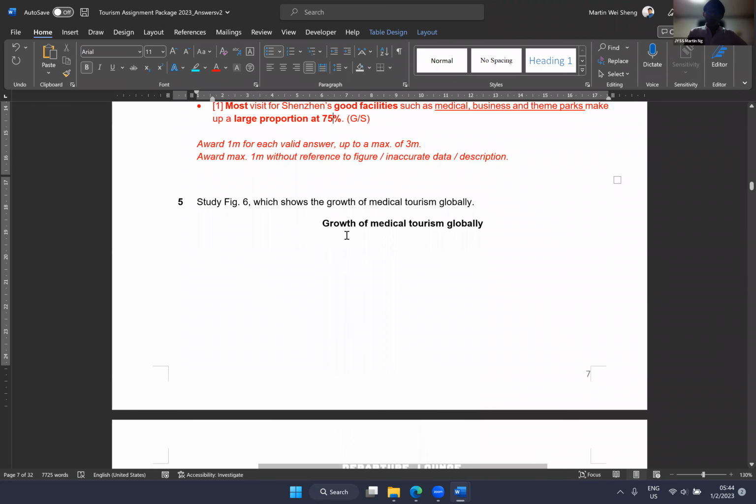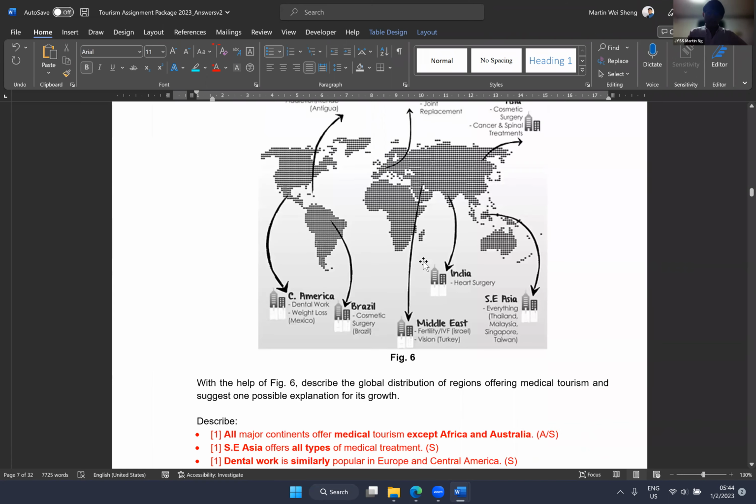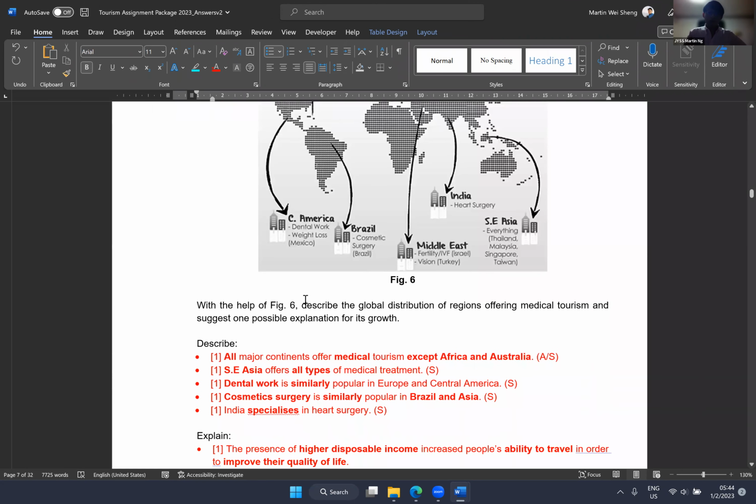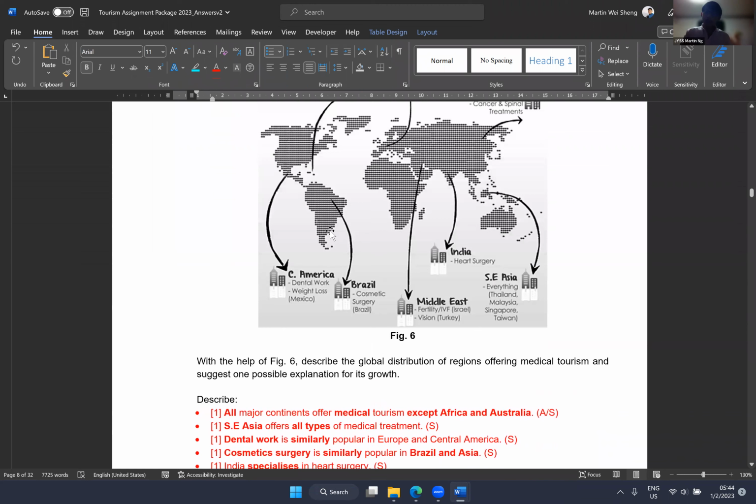Okay, growth of medical tourism globally. So look at this diagram over here. Then with the help of figure 6, describe the global distribution, then give possible explanation. So when describing a map, always look at the different regions, follow your GAS format. So all major continents offer medical tourism except for Africa and Australia.